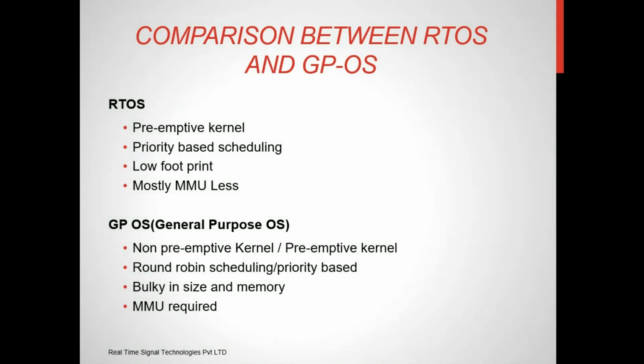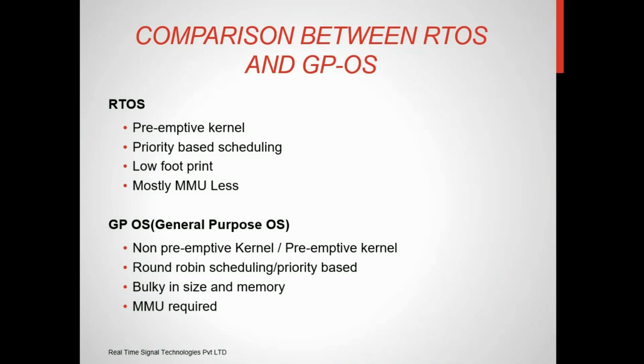RTOS should have a preemptive kernel for better performance, though you can choose between preemptive or non-preemptive in the configurations. A general-purpose operating system may have a preemptive or non-preemptive kernel according to the situation. Priority-based scheduling is used in RTOS, whereas you can choose what kind of scheduling you want in GPOS while compiling: round-robin, priority-based.